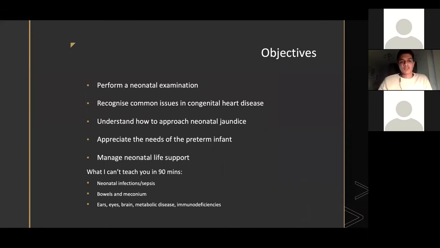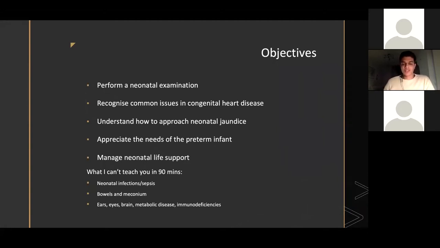So I'm going to cover the neonatal examination and neonatal life support, right at the start of life. I'm going to recognise common congenital heart disease issues and give you a quick framework to work through them, because I know they're really complicated and everyone's always asking tricky questions about them. Neonatal jaundice, I think, is one of the things that a lot of people, including myself, struggled with at medical school, and to be honest, still do. I had to go back and learn it, so I'll give you a simple framework for that.